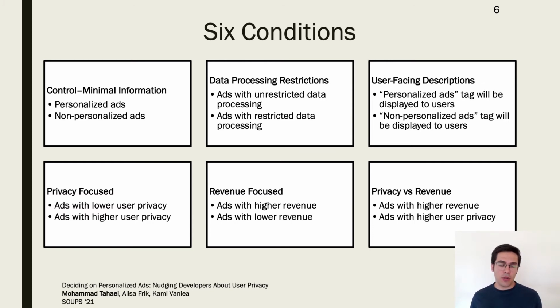In the user-facing descriptions condition, which was inspired by Apple's App Store new privacy labels, the trade-off was between showing some personalized ads tag, or kind of telling the users about the decision of the developers. In the privacy-focused condition, the trade-off was between higher user privacy and lower user privacy. In the revenue-focused condition, the trade-off was between higher revenue and lower revenue. And in the privacy versus revenue condition, the trade-off was between higher revenue and higher user privacy.